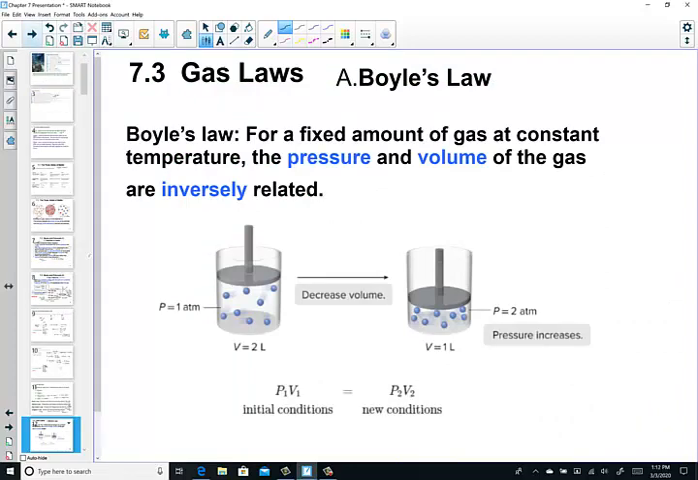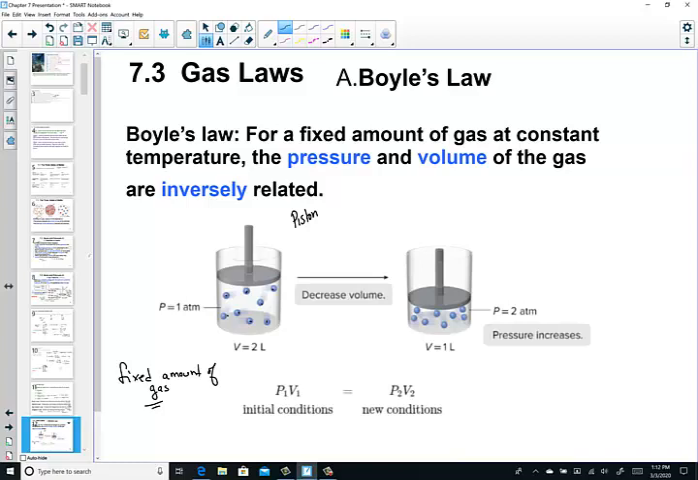Boyle's law in words: for a fixed amount of gas at constant temperature, the pressure and volume are inversely related. So think about a fixed amount of gas. In other words, I'm not letting in any more molecules, I'm not letting out any more molecules, and I have them in this piston. So just counting 1, 2, 3, 4, 5, 6, 7, 8 molecules in both pictures. The number is the same.